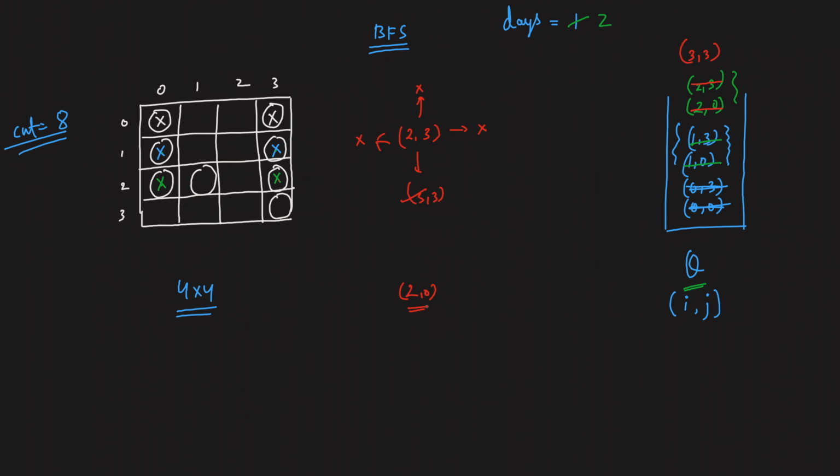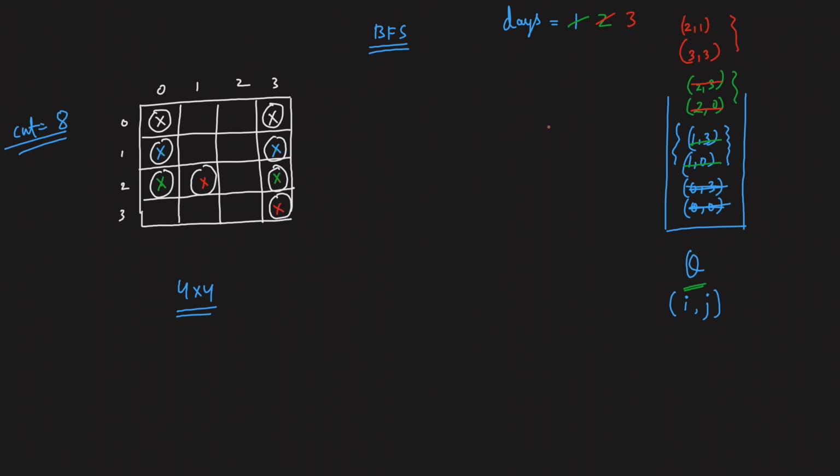Perfect. What about 2 comma 0? 2 comma 0 doesn't have a top, which is already rotten. This guy has a left, which doesn't exist. This guy has a right, which is 2 comma 1. So just make sure you take 2 comma 1. And it doesn't have a bottom because that's empty. So can I again say you ended up rotting these guys? Indeed you did. So I can say there are new elements in the queue. So these guys 2 comma 3 and 2 comma 0 ended up rotting some more elements, hence the days will increase to 3.